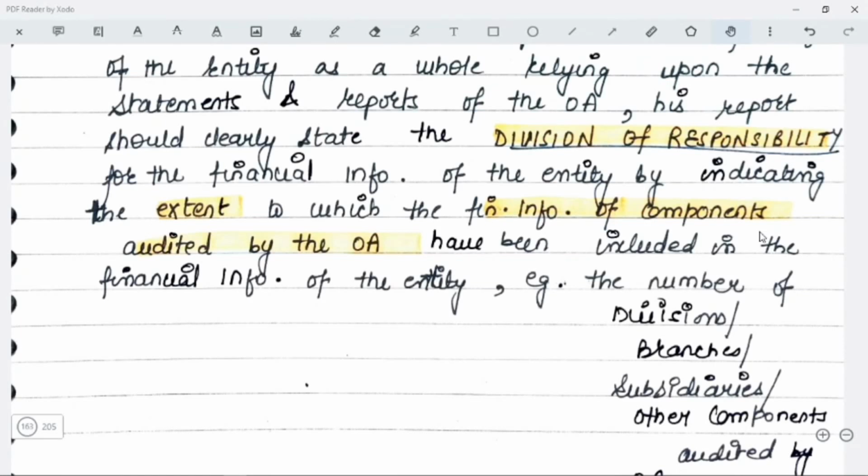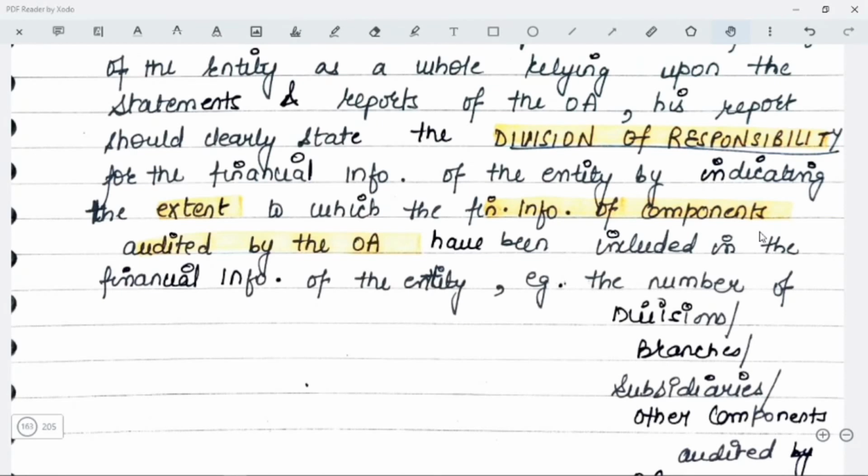For example, the number of divisions or branches, subsidiaries, other components which are audited by the other auditor, this has to be mentioned in the division of responsibility para. Then and there only, in that case only, you will not be responsible for the work which has been performed by the other auditor, except in circumstances in which there should have been a doubt that you must have raised.